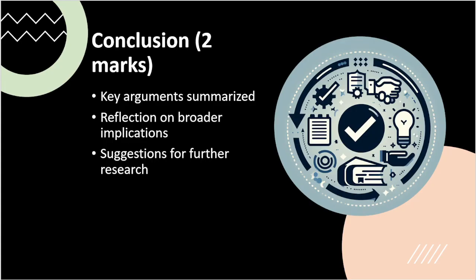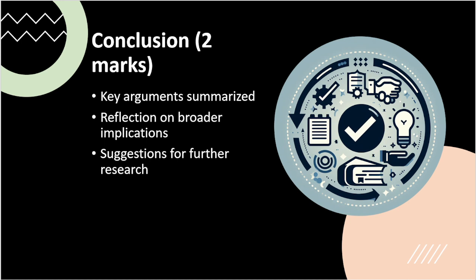And hence the conclusion. Okay, 2 marks will be given to the conclusion. Now in the conclusion, I would look for a restatement of the key arguments mentioned. So a summary, a reflection of the summary. So the key arguments have been summarized, and a reflection on the broader implications or suggestion for further research.